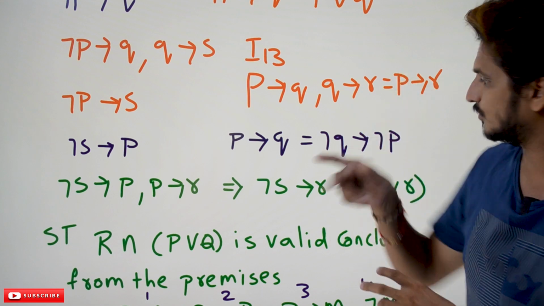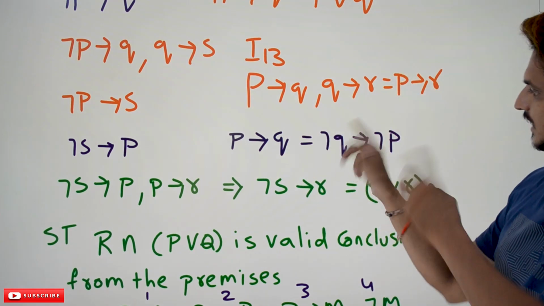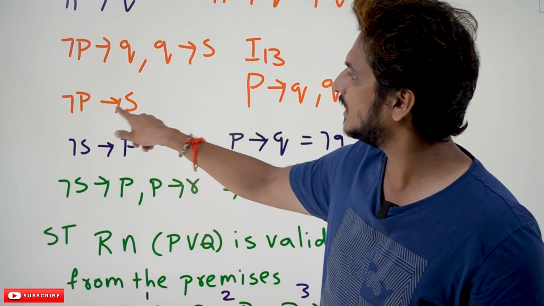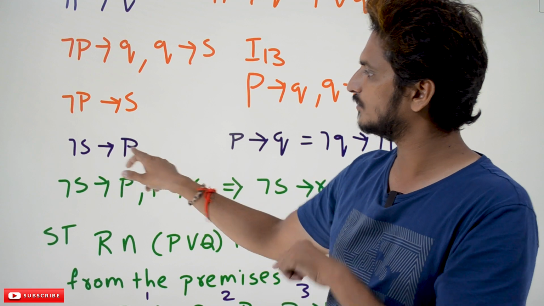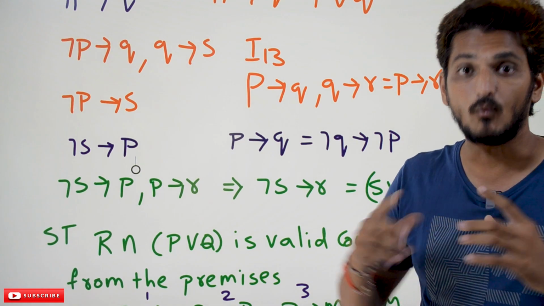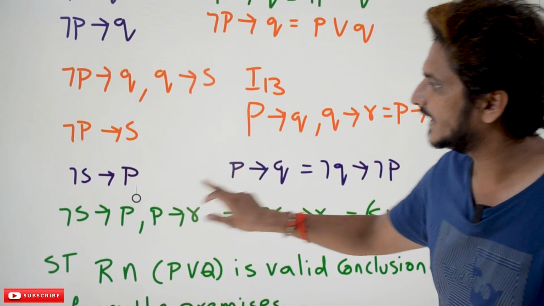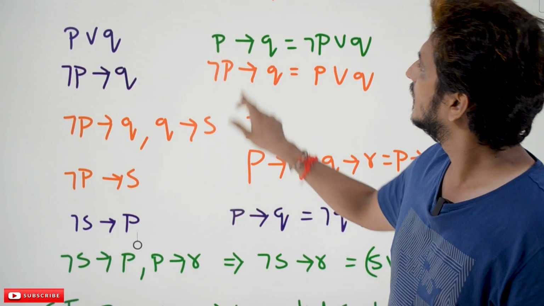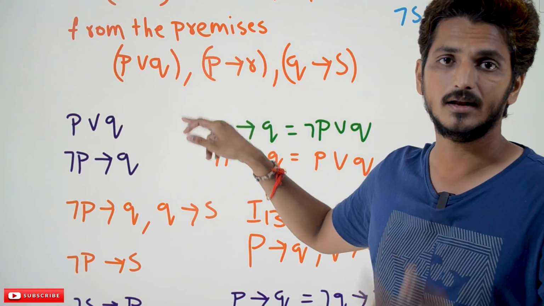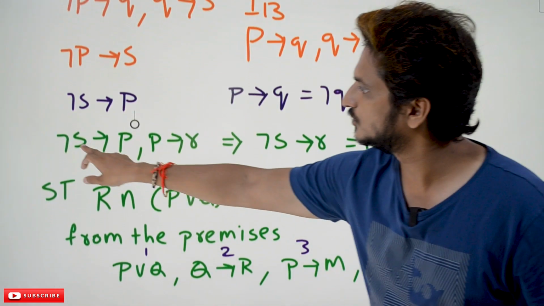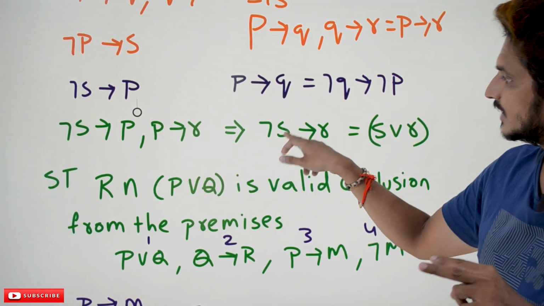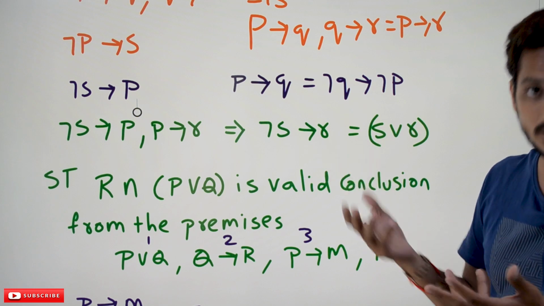This is a very important point. P implies Q, negation Q implies negation P. The same thing we are going to use here. Negation P implies S, turn it around: negation S implies P. These two are the same. Why did we turn it around? Because we have negation S implies P, and one more premise, P implies R. We can apply I13. From these two, negation S implies P, P implies R, we can conclude that negation S implies R, which is what we required.